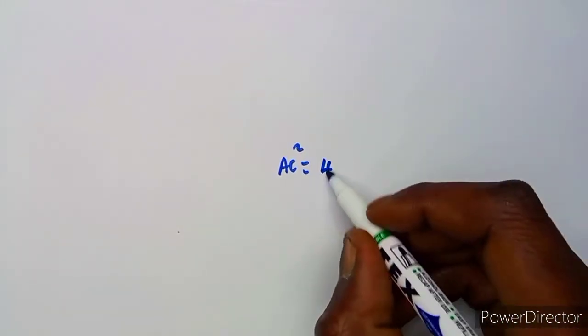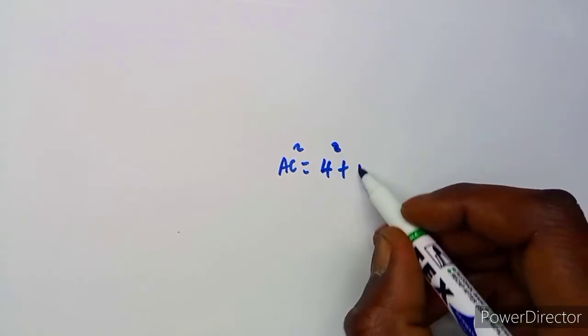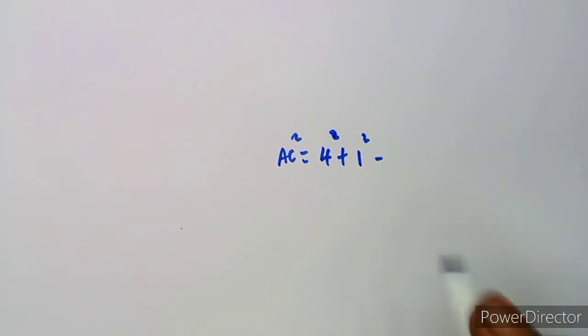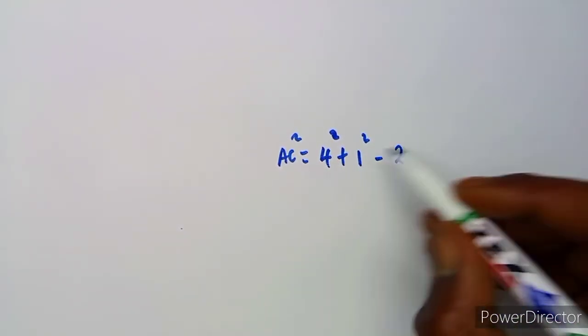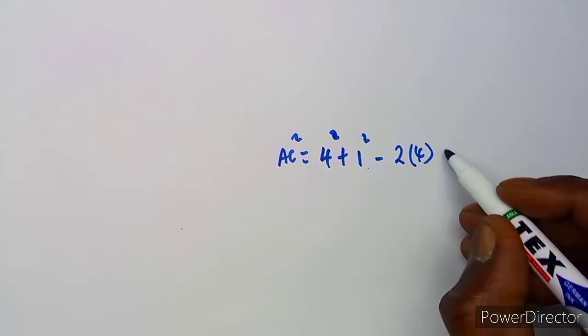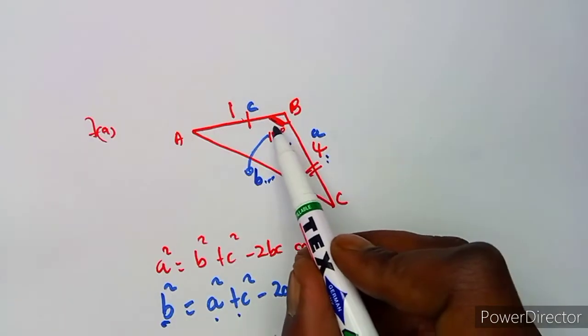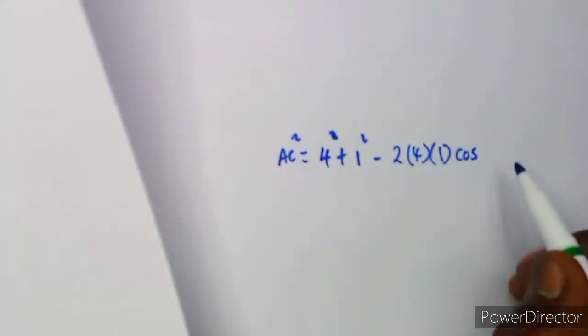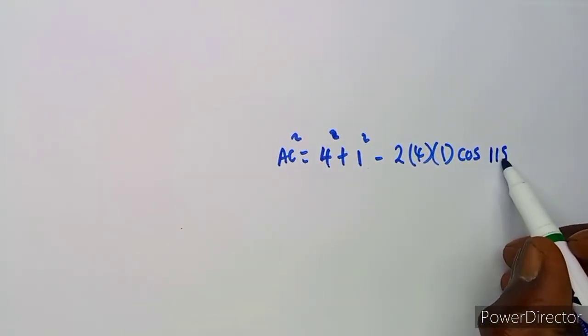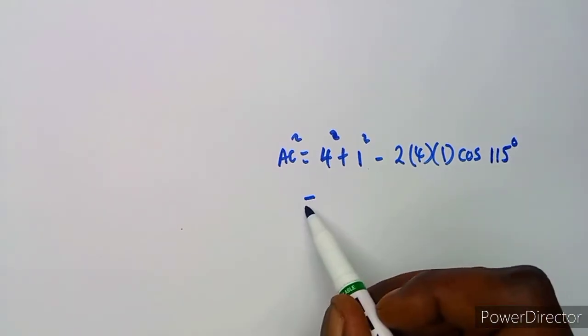So it's going to be 4 squared plus 1 squared minus 2AC, which means 2 times this 4 times this 1, cos of the angle, that is cos of this angle here, which is in between the given sides, which is 115 degrees. So that's what you're going to have, guys.